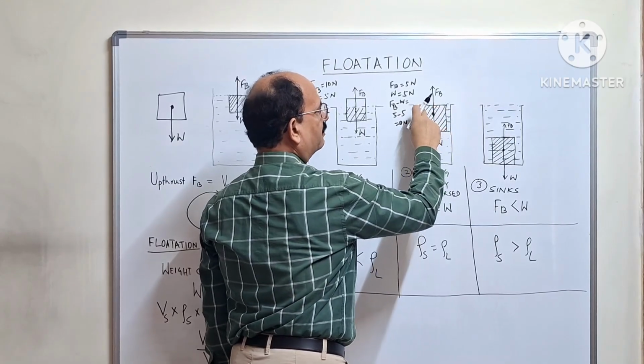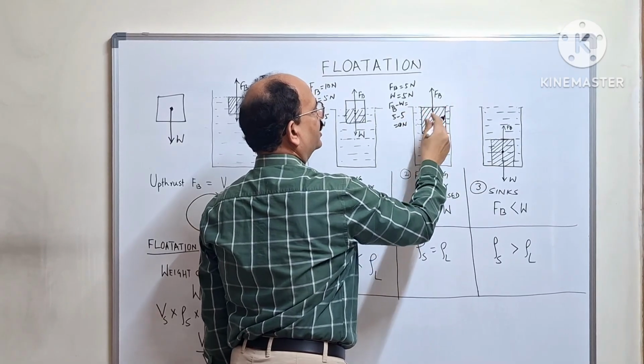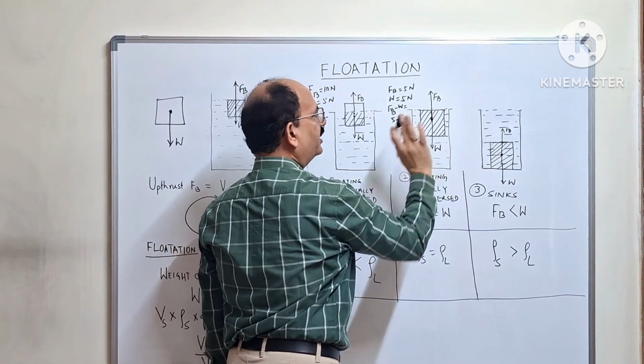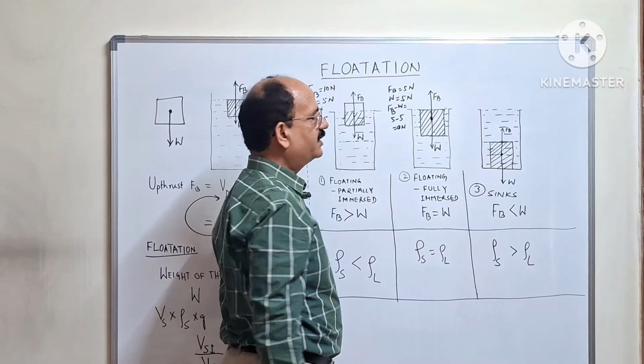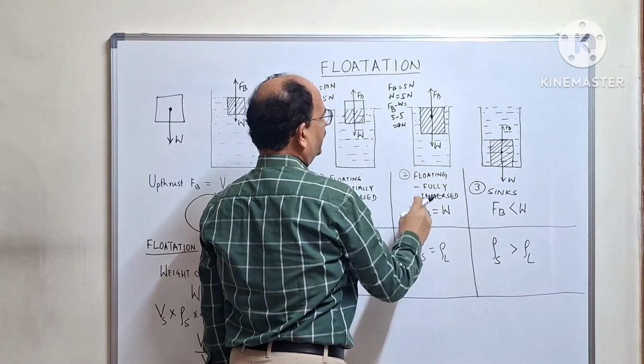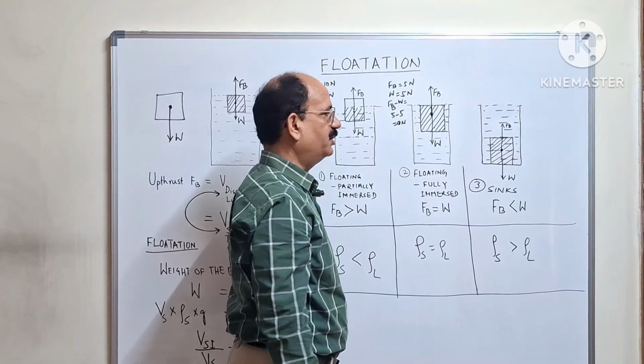Here I have shown that the upper part of the solid is just matching with water, but this is not necessary. This object can float anywhere in the body of the water, right? And this is a situation where the upthrust will be exactly equal to the weight of the body.